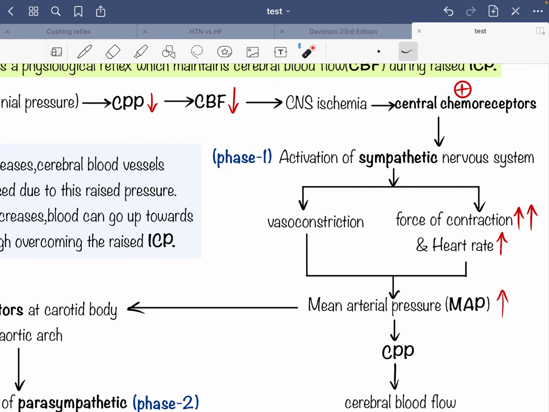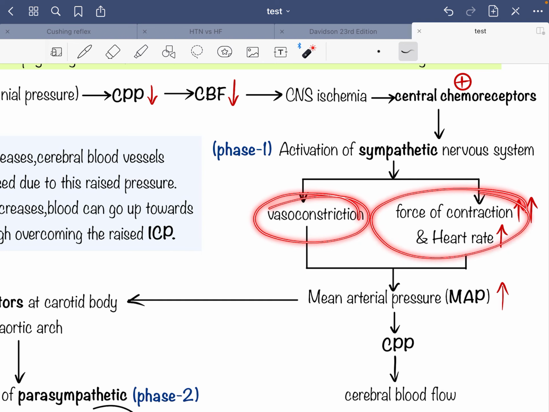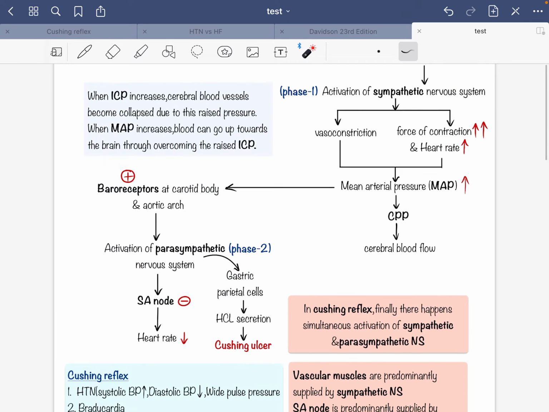Because in one of my previous lectures I told you that the diastolic blood pressure is proportionally related to vasoconstriction. That means the more the vasoconstriction, the more the increment of diastolic blood pressure. And the force of contraction, that means cardiac output, is proportionally related to systolic blood pressure. That means the more the cardiac output, the more the increment of systolic blood pressure will be. Okay, so due to these two effects, your mean arterial blood pressure will be increased.